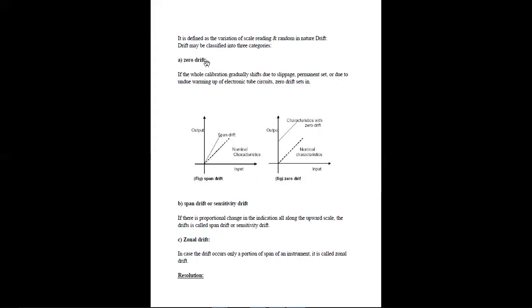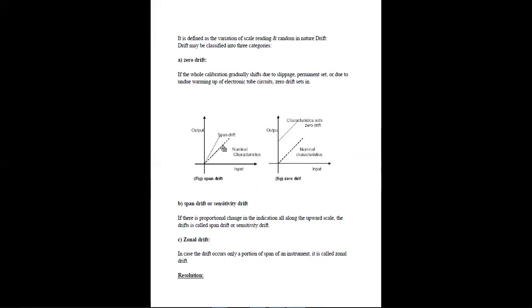Next one is drift. It is classified into three parts: zero drift, span drift, and zonal drift. Zero drift means the whole calibration gradually shifts due to slippage, permanent set, or under warming up of electronic tube circuits. This is your characteristic with zero drift and this is your normal characteristic. Both the lines are parallel to each other, so it is called zero drift.